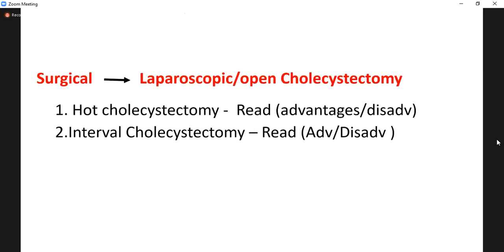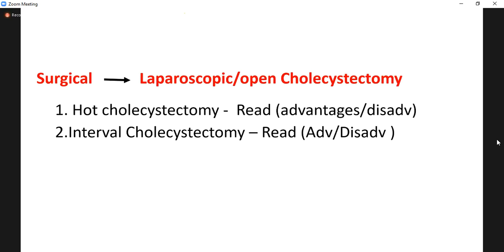Right. So what is the gold standard? Gold standard for biliary colic and cholecystitis: you do laparoscopic or open. Now that we don't do a lot of open surgery, but about 25 years ago, people did a lot of open surgeries. So now the gold standard is laparoscopic cholecystectomy.